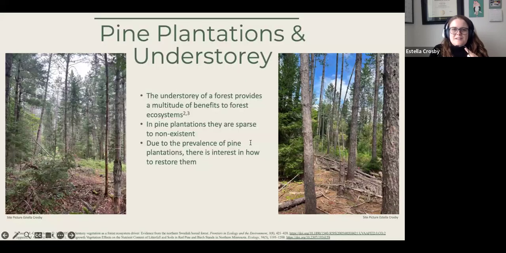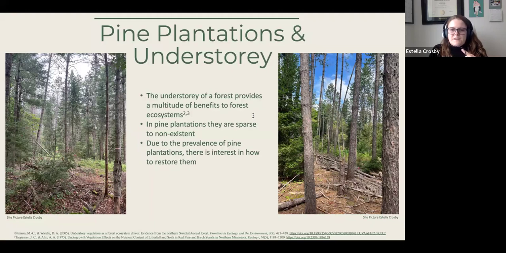Before I get started talking about my specific project, I'd like to give a little bit of background context. The understory of a forest can be described as the ground level vegetation, and it has beneficial impacts on the forest ecosystem, such as increasing the overall vegetation diversity, providing more varied habitat for insects and animals, and increasing soil nutrients. In pine plantations, the understory is sparse to non-existent due to shading from the tree branches growing together, as well as the thick layer of fallen pine needles, which can suppress vegetation growth and acidify the soil.